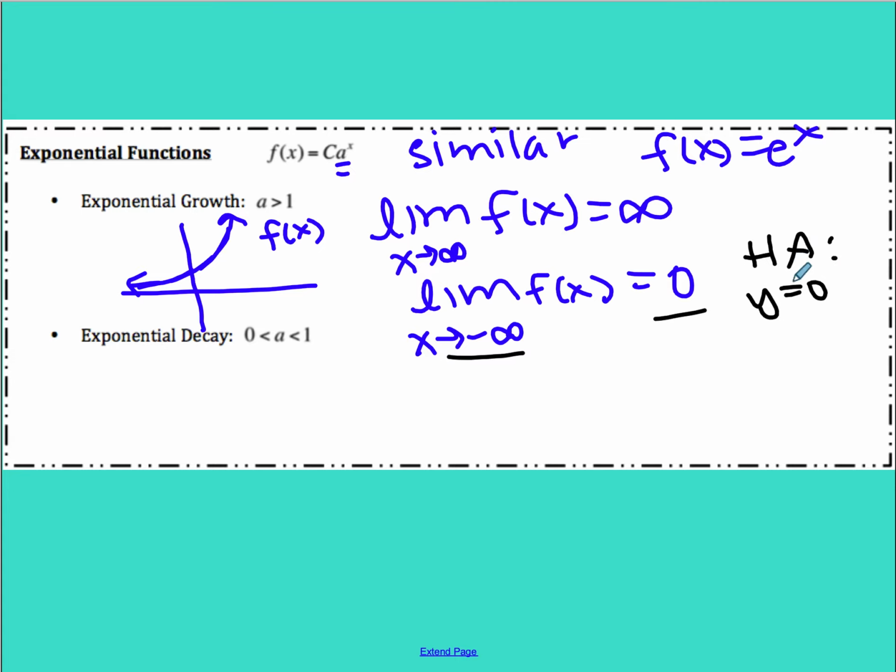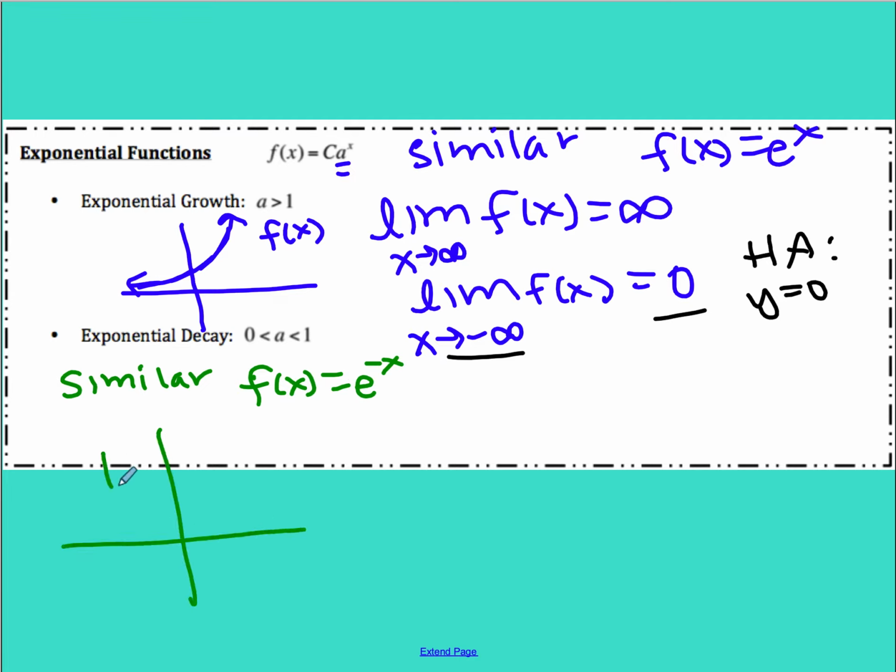Okay. And then we got exponential decay. That's when your a for this equation would be in between 0 and 1. The similar equation for the exponential, for your e, would be f of x equals e to the negative x. Okay, they have the same shape. So if I were to graph the exponential decay, or if I have e to the negative x, it would look like this.